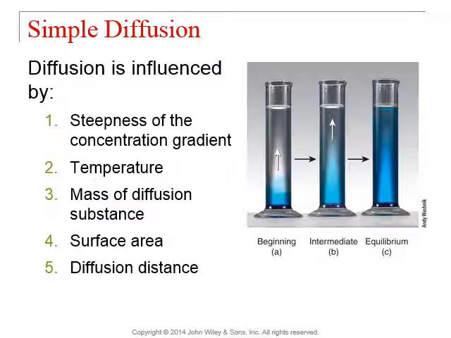Higher temperatures will cause more molecular movement, and therefore cause diffusion at a greater rate. The smaller the mass of the diffusing substance is, the faster it will diffuse into equilibrium. The greater the surface area of the plasma membrane will also speed up the diffusion process. But if the diffusion distance is great, that will actually slow down the diffusion.